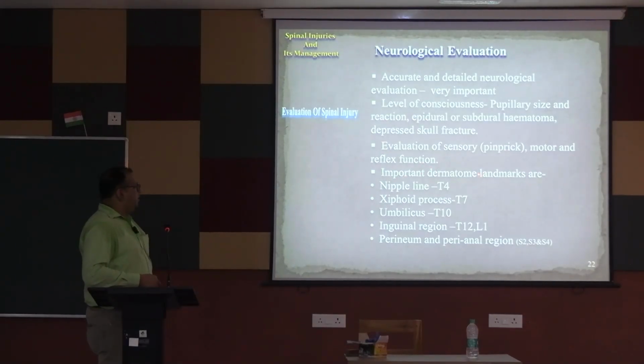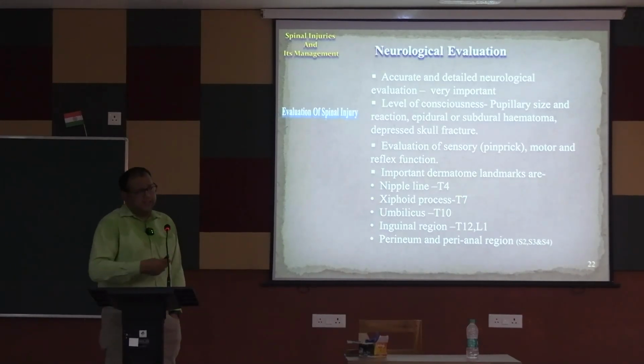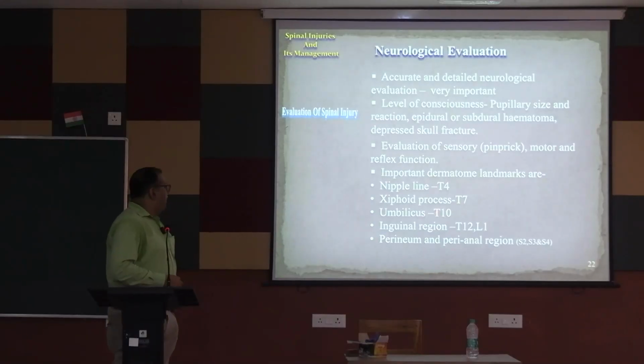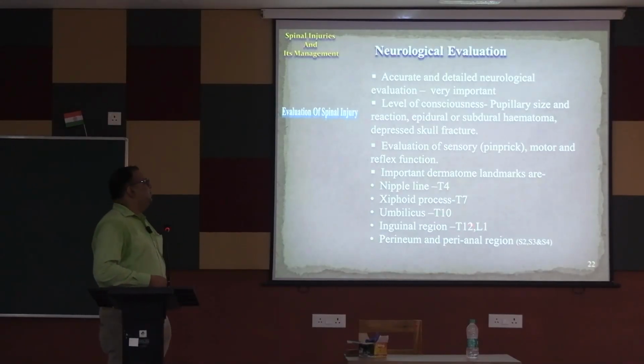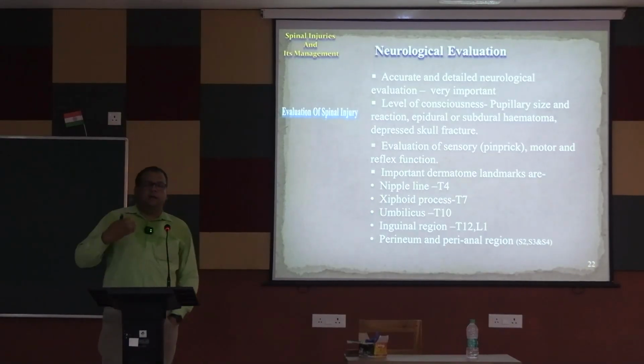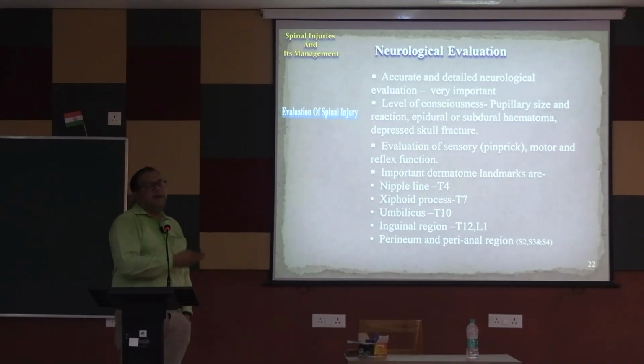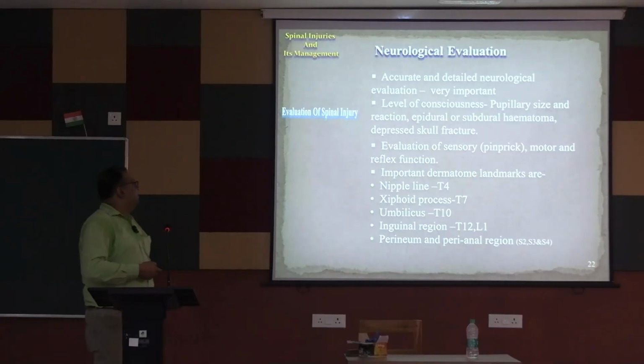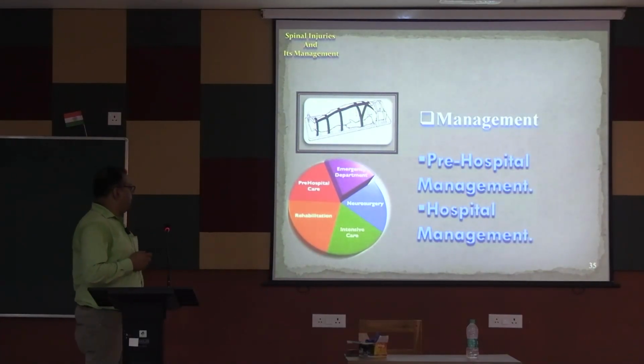And important dermatome landmarks: the nipple line is T4, xiphoid process is T7. These are the sensory landmarks that you need to see to know which level the sensation has gone. Umbilicus is T10, inguinal region is T12, L1. Perineum and perianal region is S2, S3, S4. So this is mainly a guide. If the sensation is gone below the nipple line, that means T4 or above has been affected in the spine. So you need to evaluate this, the sensory management.